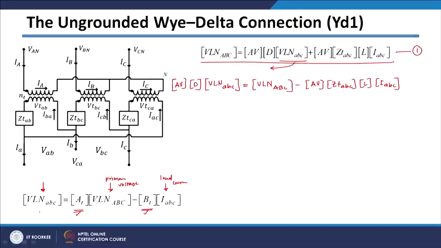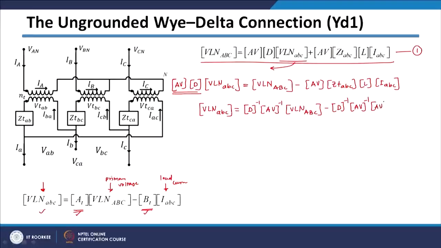If you see the standard format, we need only VL and ABC on this side, so we can just multiply this by D inverse multiplied by AV inverse. If you multiply D inverse multiplied by AV inverse to this term, it will get cancelled out, so it will be just VL ABC. This term will get multiplied with D inverse multiplied by AV inverse into VL ABC. This term also will get multiplied with D inverse and AV inverse.